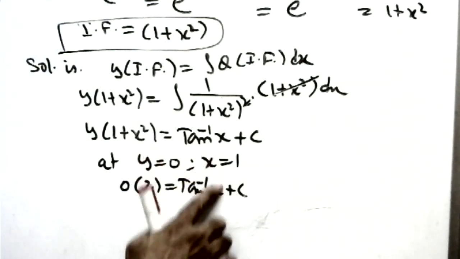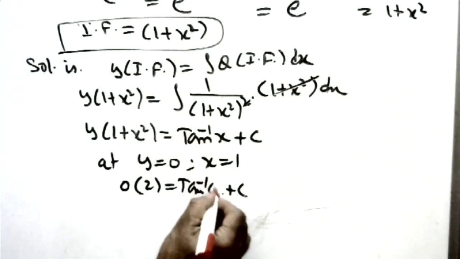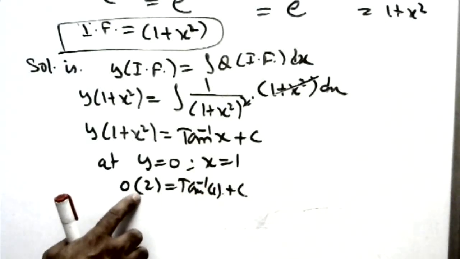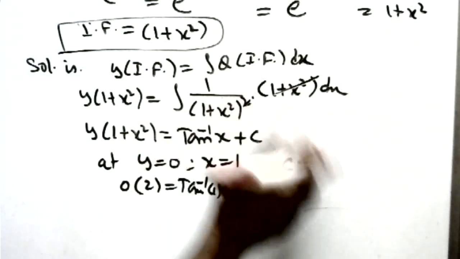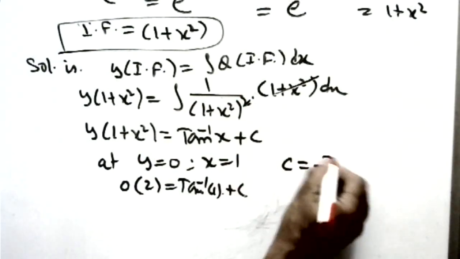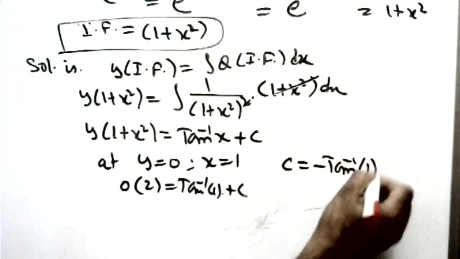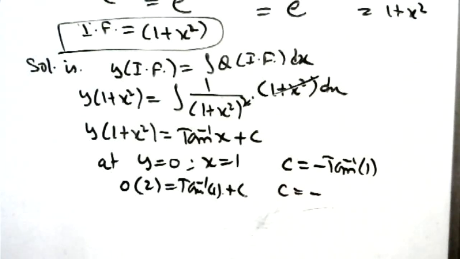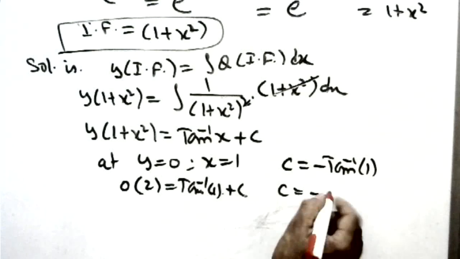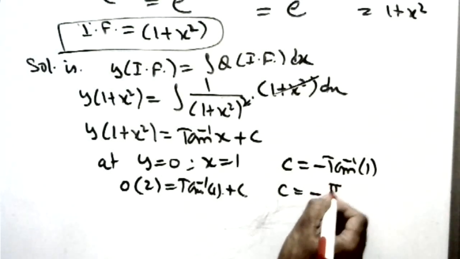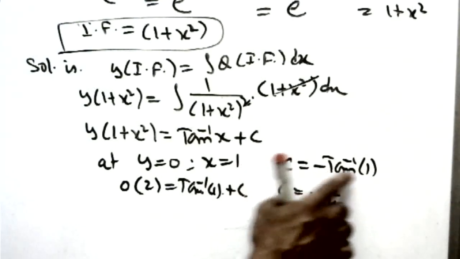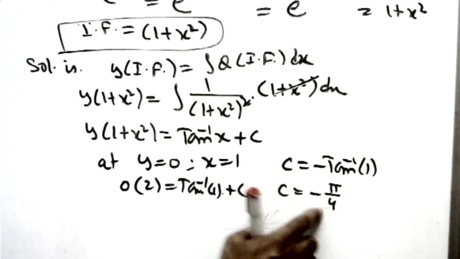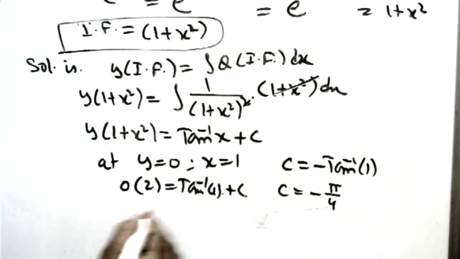So you see here, what will be the value of x? x is 1, so this will be tan inverse 1. Now 0 into a number will be 0. So what is left here? c equals, bringing tan inverse 1 to the other side, minus tan inverse 1. Tan inverse 1 is 45 degrees, and 45 degrees is pi by 4.